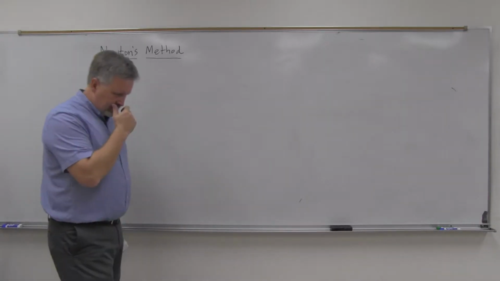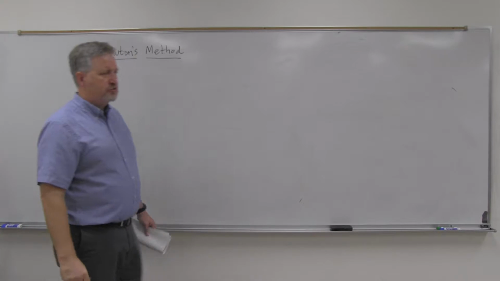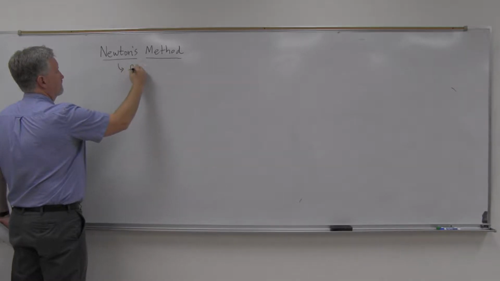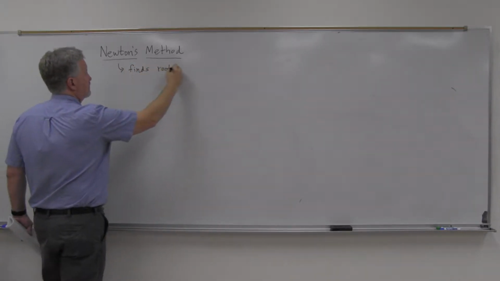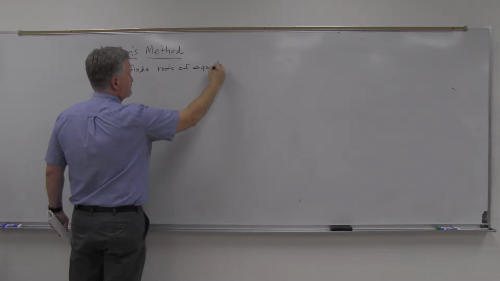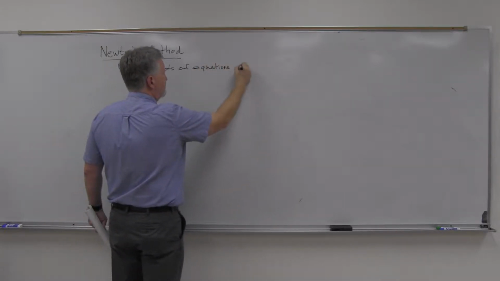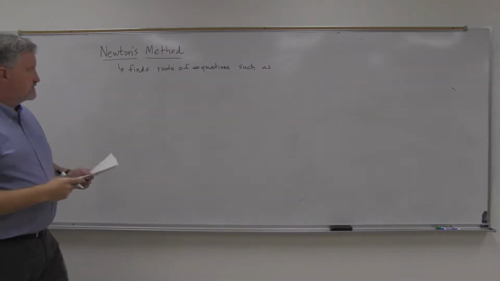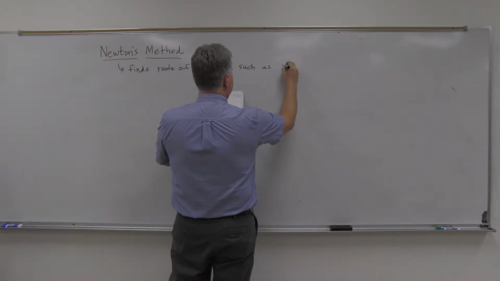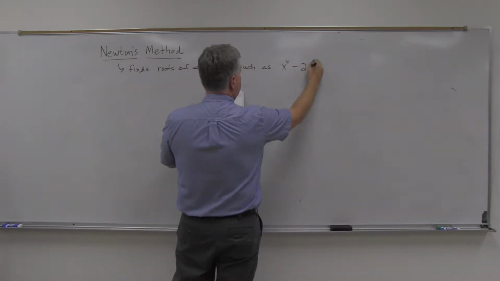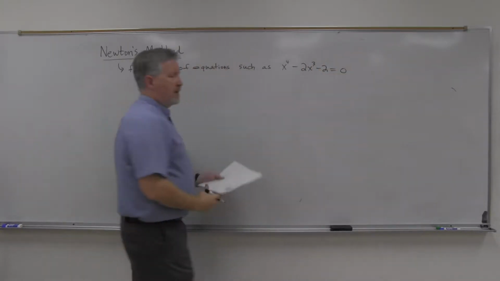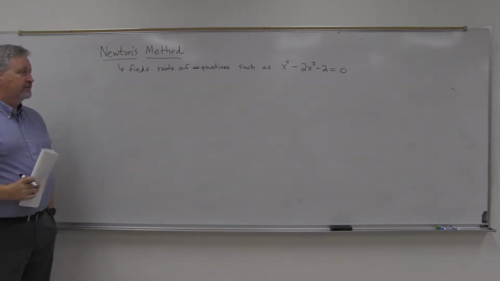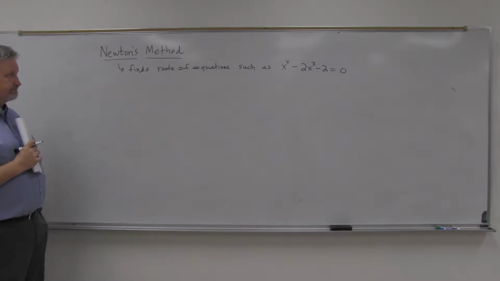There's a method here, Newton's method, that's used. What it's used for is to find roots of equations. And the best way to put it is to give you an example. It finds roots of equations such as x to the fourth minus 2x cubed minus 2 equals 0. Newton's method finds roots of equations similar to this one.